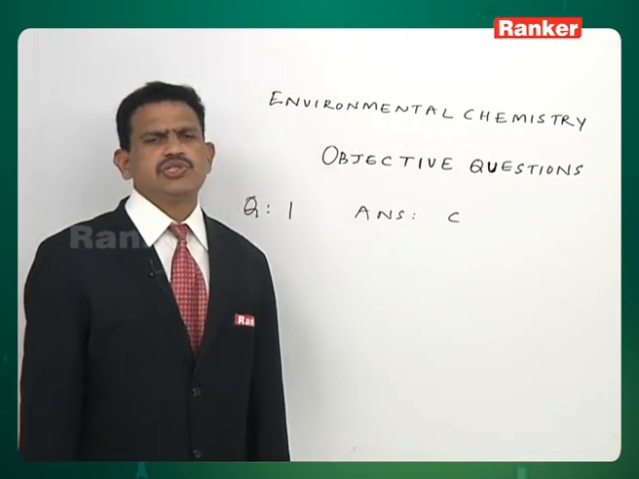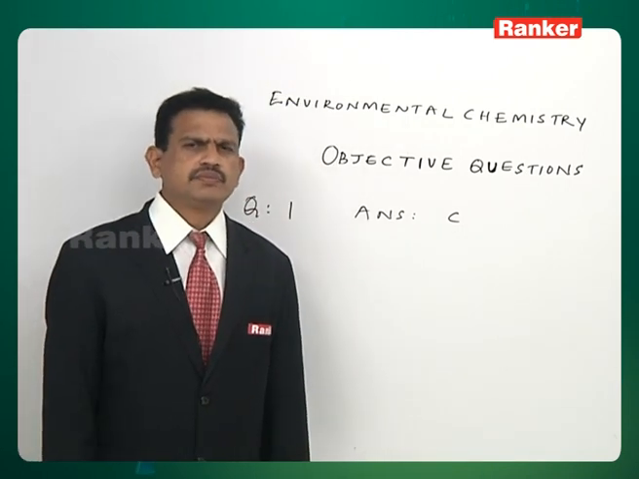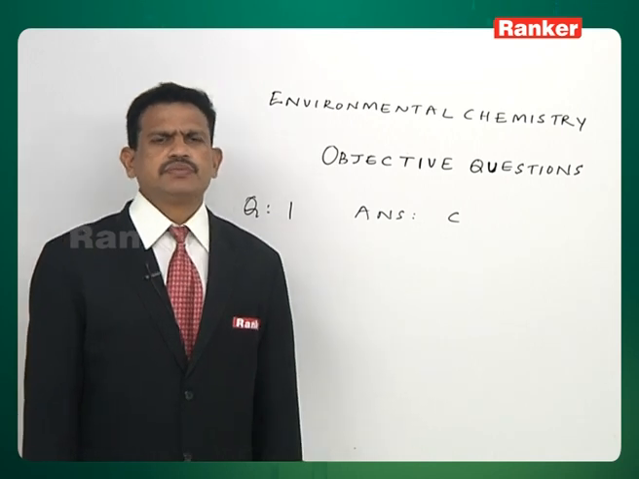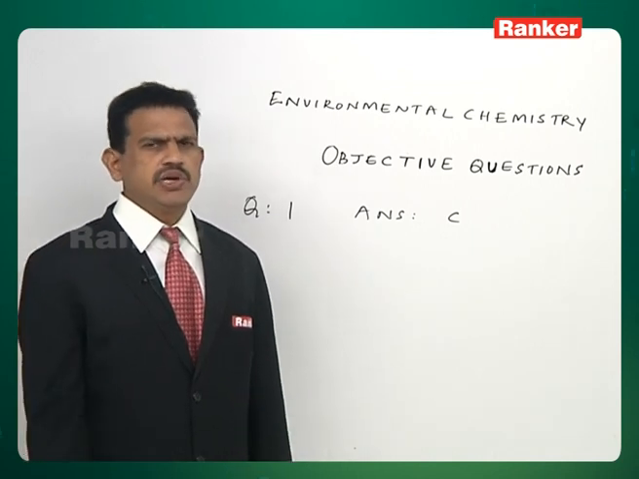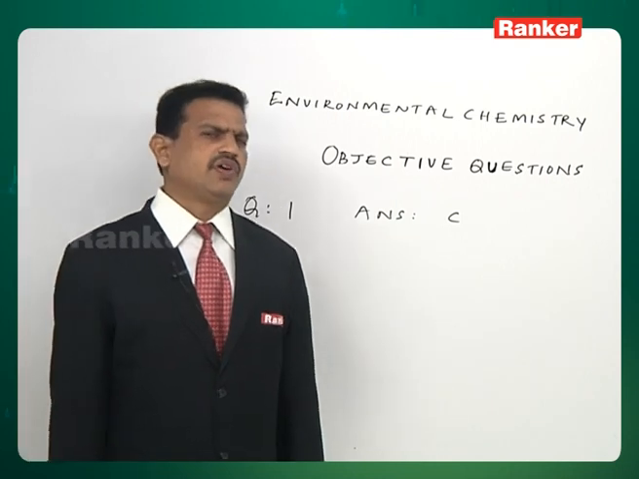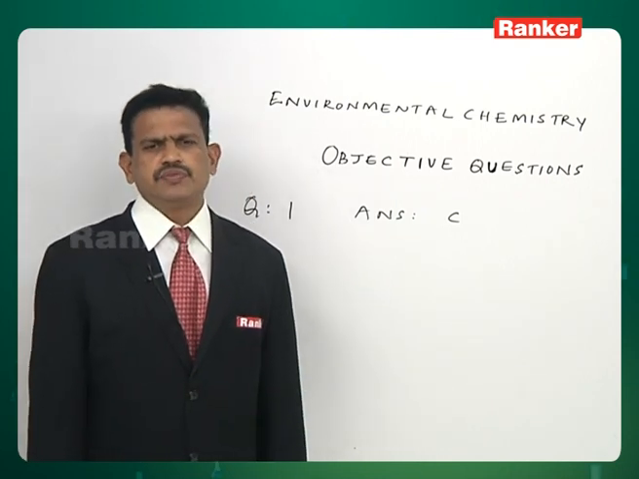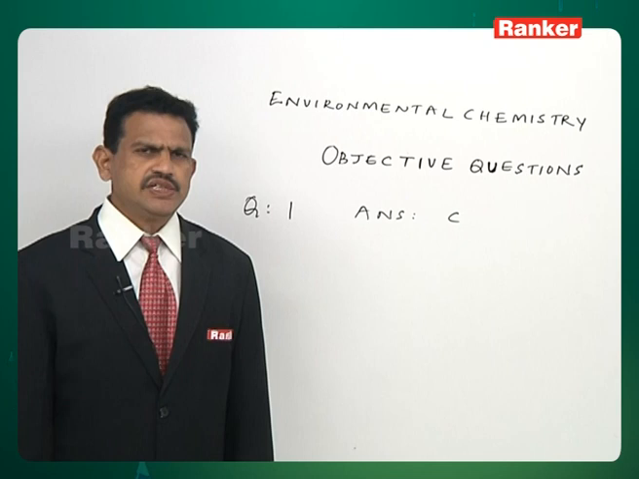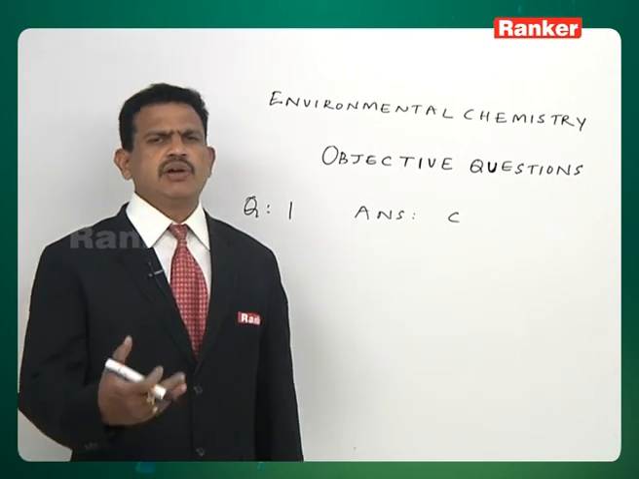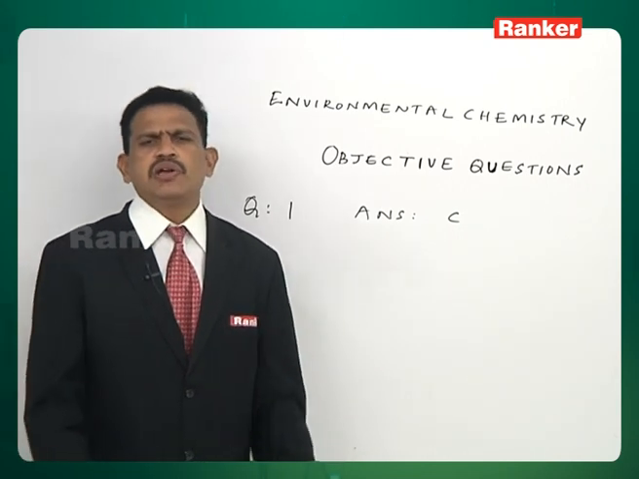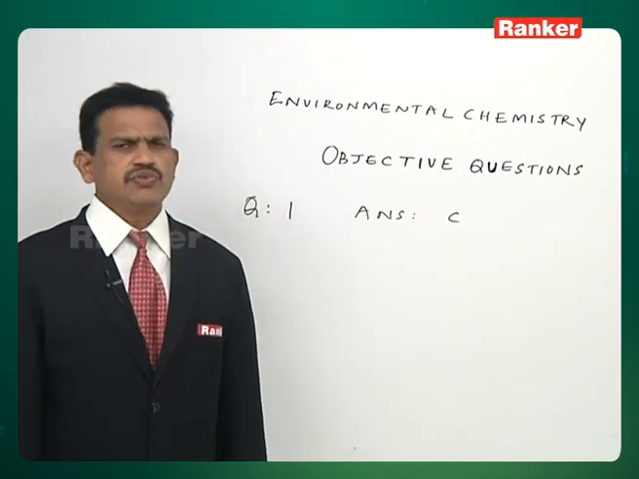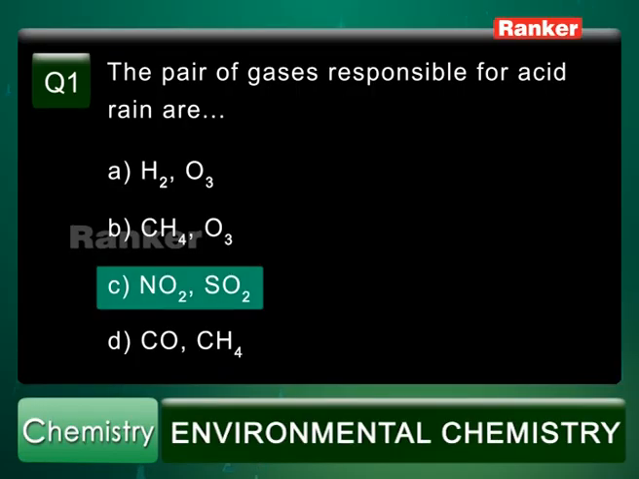C. That is, nitrogen dioxide dissolves in the moisture or water vapor and becomes nitric acid. Sulfur dioxide dissolves in the moisture, water vapor, and forms sulfurous acid, which is converted into sulfuric acid. During the rainy season, it will come down as acid rain. So, the remaining are not responsible for acid rains. So, we can go for option C for this question.